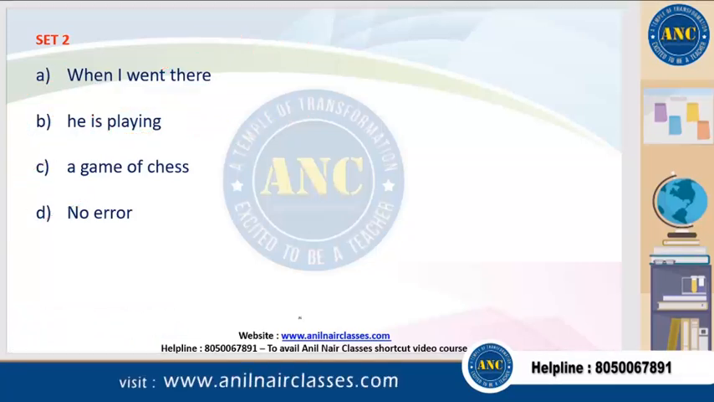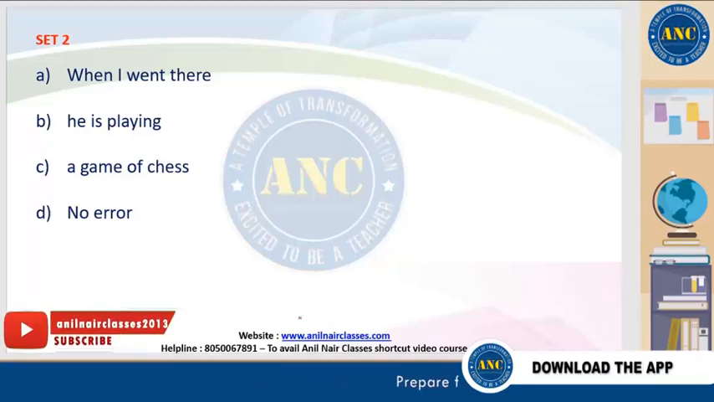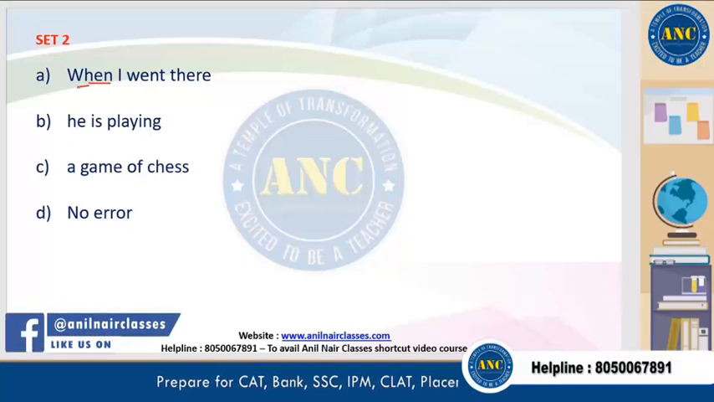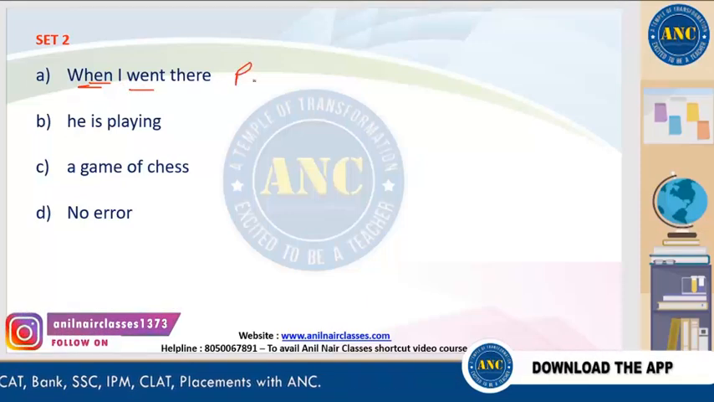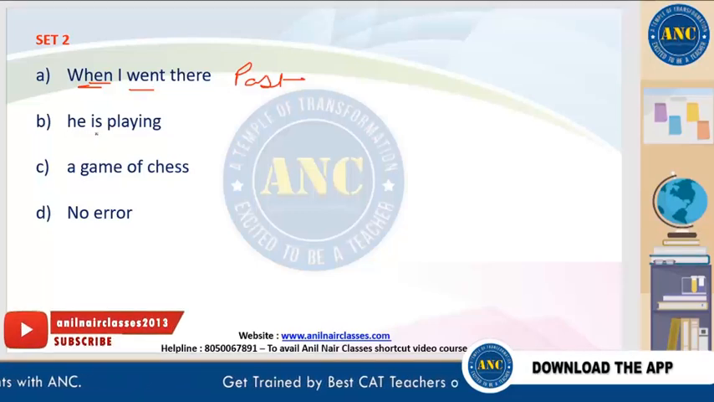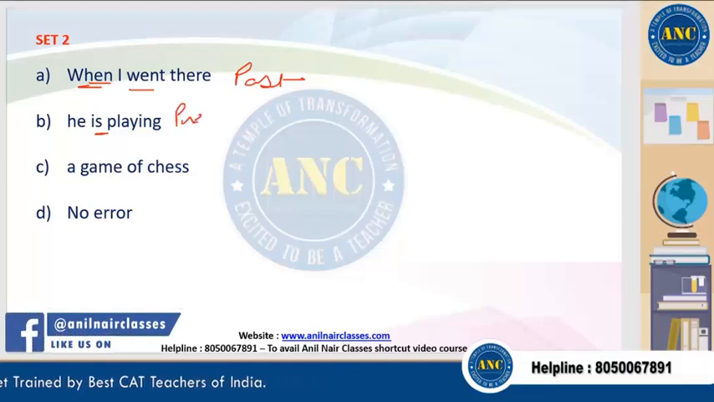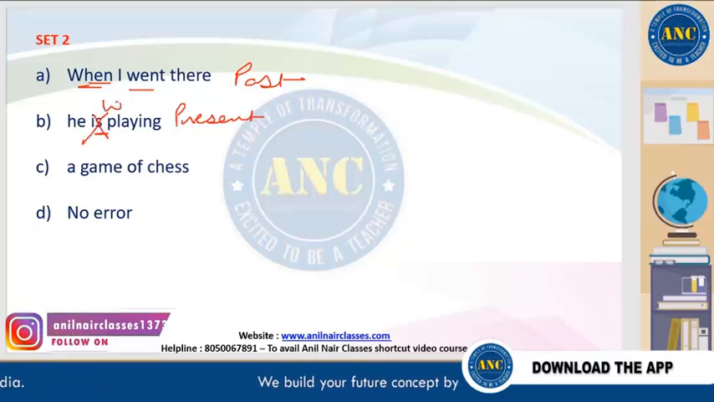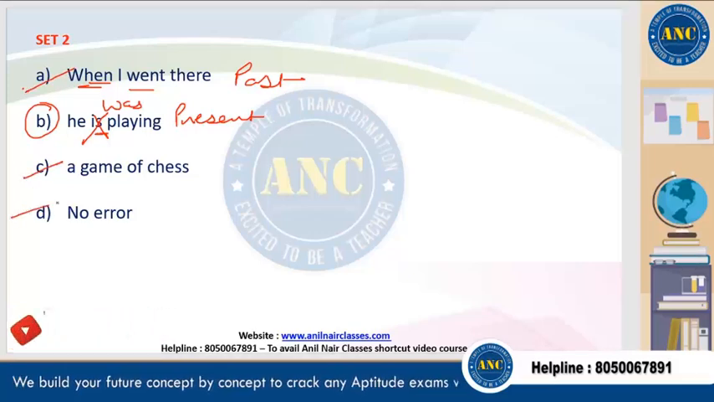Next question. "When I went there, he is playing a game of chess." Here there is the word "when", which tells me about the time, and it tells that it is in the past, right? So if the sentence is in the past, "he is playing" is in the present tense, which is wrong. The consistency of tense is not there. It should be "was playing". So B is the right answer. Get rid of A, C and D.